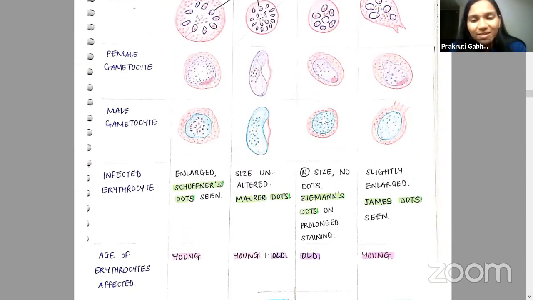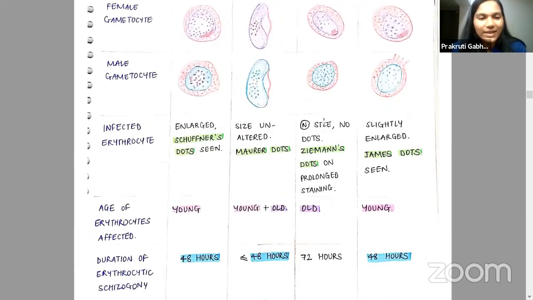And these are the dots that they usually ask second-year students, but it's not very important for us, I guess. Anyways, Schuffner's dots are seen in Vivax. James's dots are seen in ovale. Then Maurer's dots are seen in falciparum, and Ziemann's dots are seen in malariae. And we need to make a mnemonic out of it.